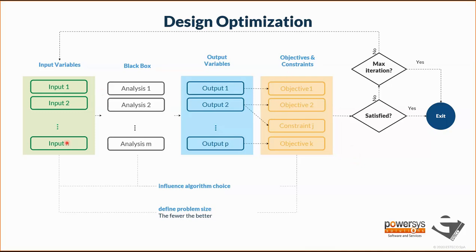Now, of course, keep in mind that the number of input variables and the number of objectives and constraints essentially define the hardness of your optimization problem.